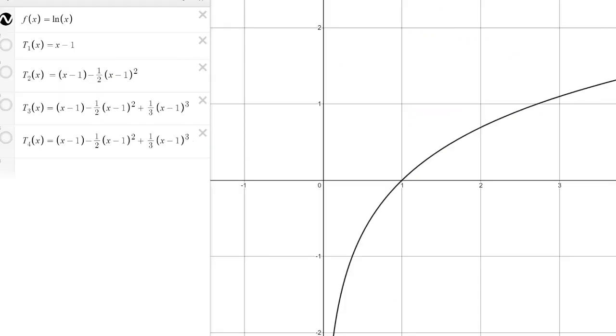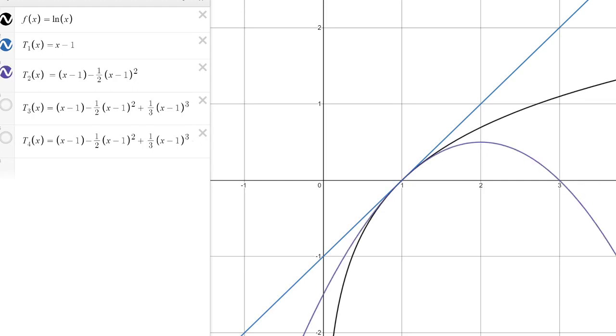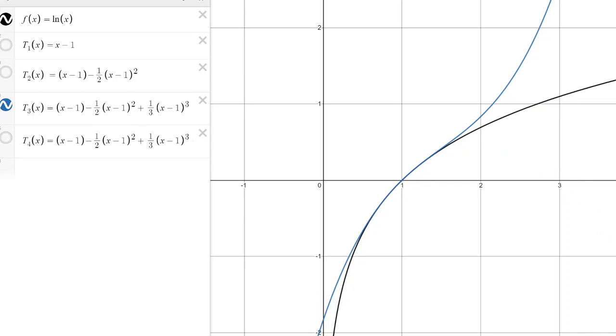So here's the graph of our function, y equals ln of x, and let's compare the graphs of the different Taylor polynomials to the graph of this function. Let's see how well these Taylor polynomials approximate the function. So here's the linear function. Here's the tangent line. Here we've got the quadratic Taylor polynomial, the Taylor polynomial of degree 2. Here this is the Taylor polynomial of degree 3, which we can see is already doing a much better job of approximating the curve. And then here's the Taylor polynomial of degree 4 that we found.